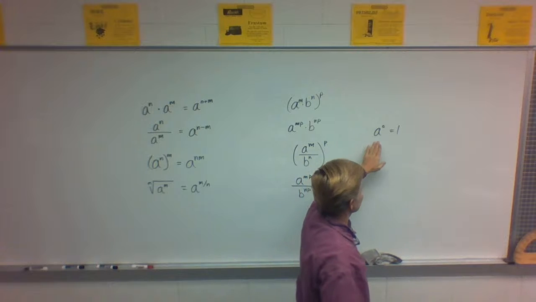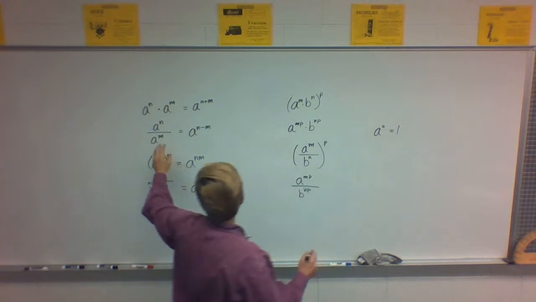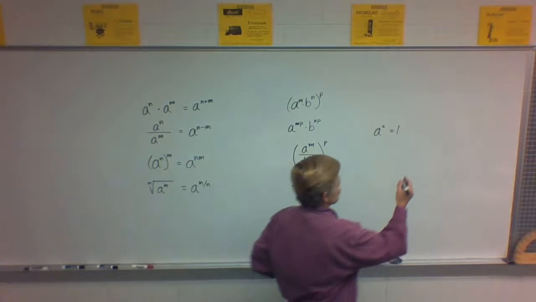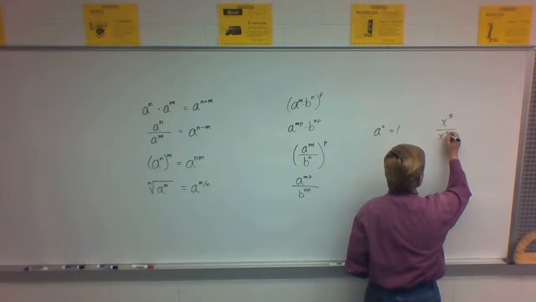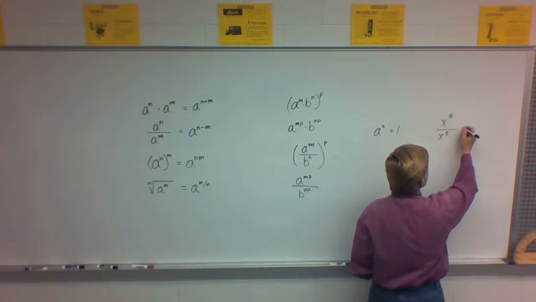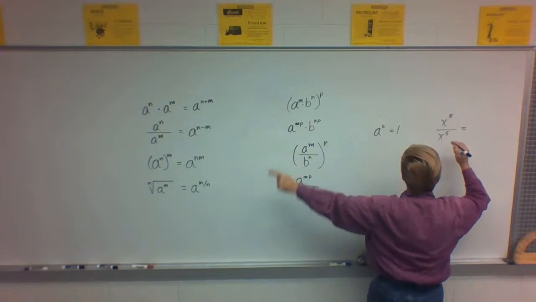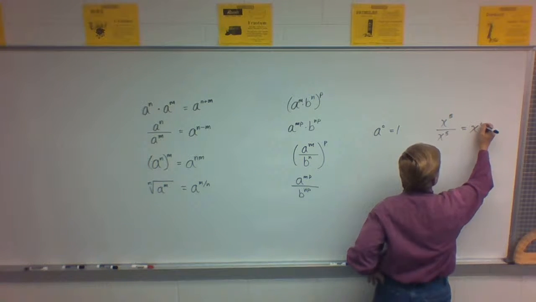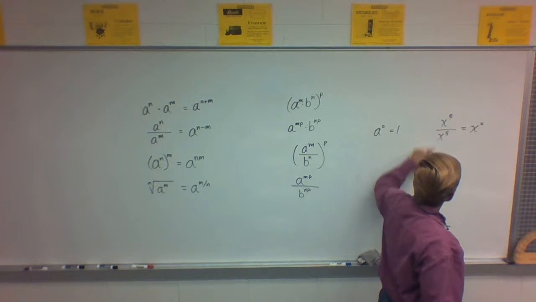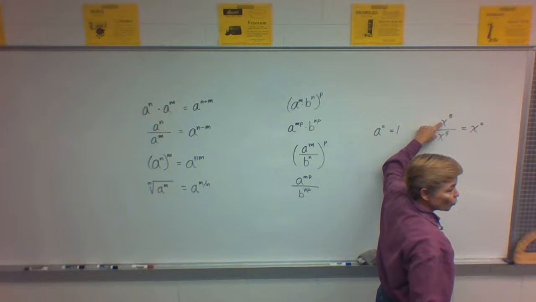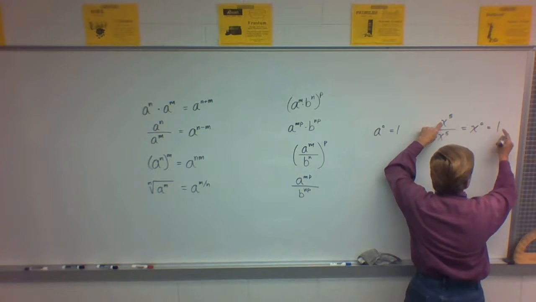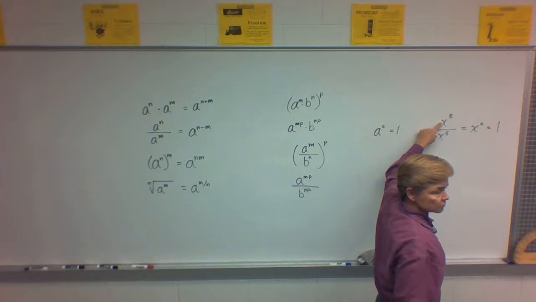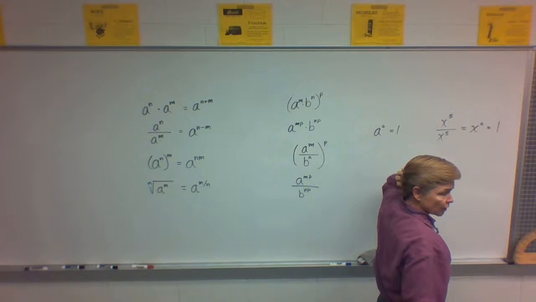There's another reason why a to the 0 is 1, and it has to do with this property right here. For example, if I have x to the 5th over x to the 5th, isn't that, based on that property right there, x to the 0? And isn't anything divided by itself 1? That's further evidence that something to the 0 is 1, because of that property. You follow?